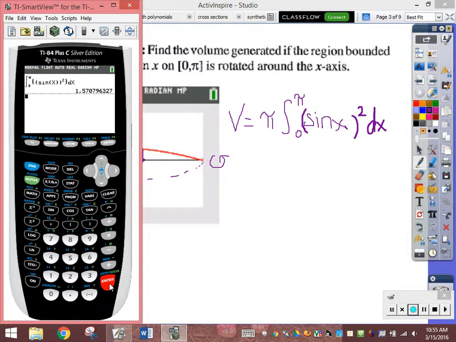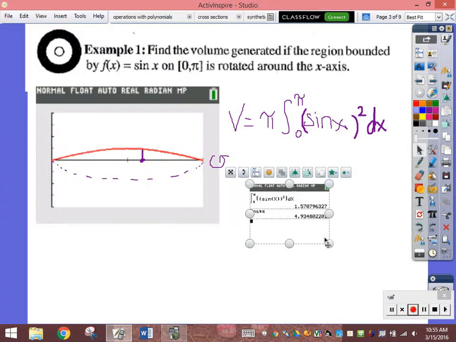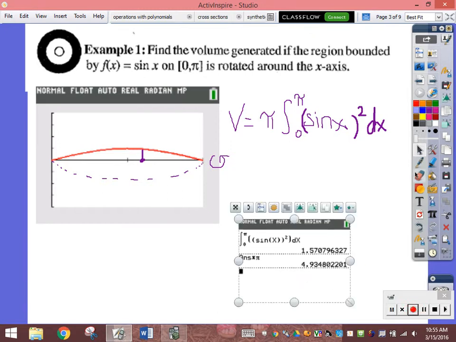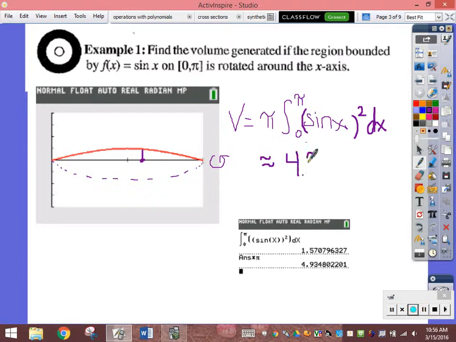And I get 1.570, yada yada yada. And then of course I have this pi outside. I could have put it in the calculator, or I can just put times pi. And I get approximately 4.934. So this would be approximately 4.934. And remember, in AP Calc, you round to 3 decimal places, and you can truncate or round either way.